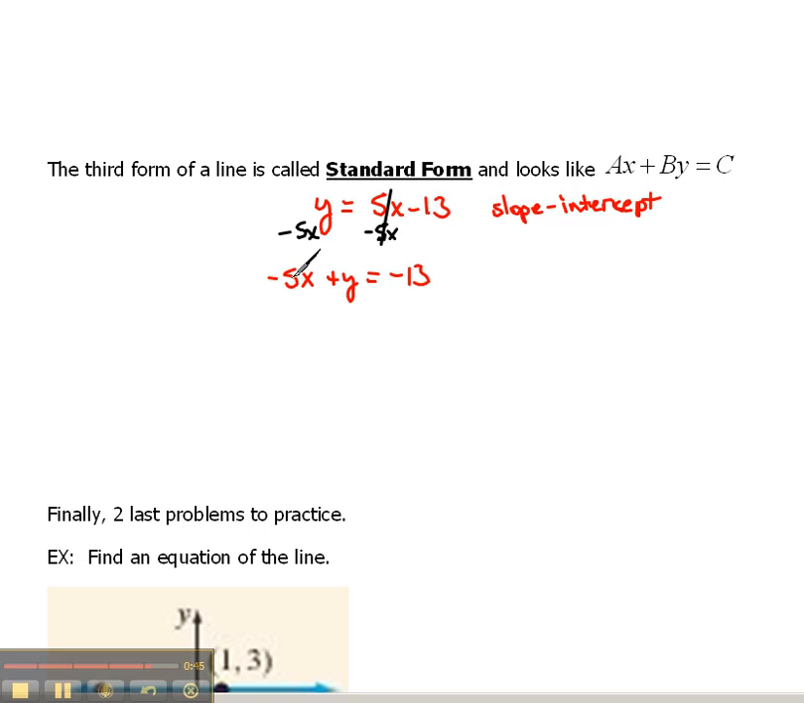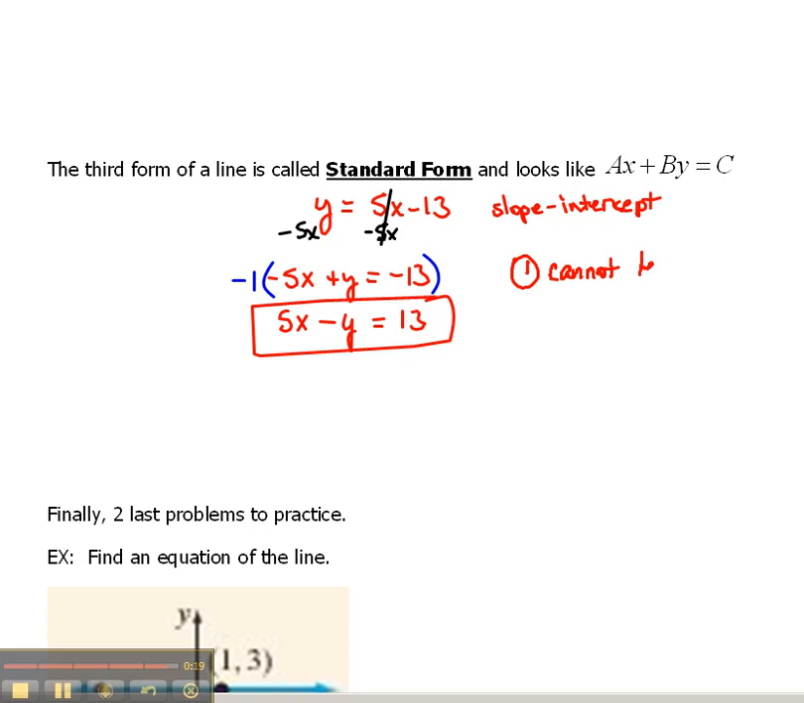Now, we do not ever lead with a negative. So we're going to multiply this entire equation by negative 1. So negative 1 times negative 5x would be 5x. Keep distributing out the negative 1, equals a positive 13. You have two big rules when it comes to standard form, which this is. The first one is you cannot lead with a negative, which is what we just saw. We have to get rid of that. And the second one is you cannot have any fractions in your answer. So if you have any fractions, you'll have to multiply through by the common denominator to get rid of that.